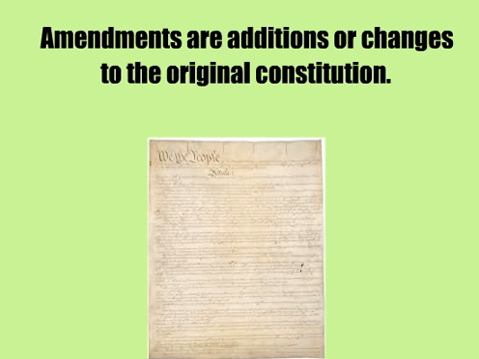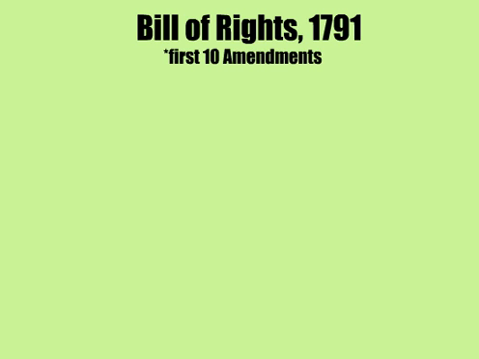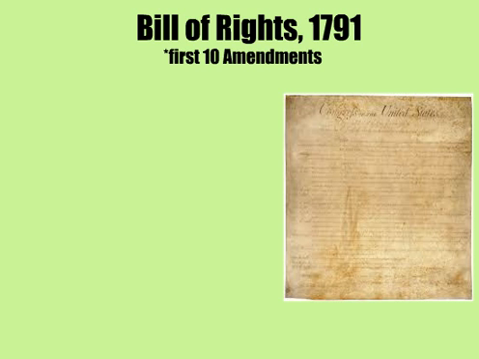Let's talk about the most likely amendments to appear in the U.S. history and government curriculum. There are 27 amendments in all. The first 10 became law in 1791 as the Bill of Rights. It's important to note that the Bill of Rights was not a part of the original Constitution, which was ratified in 1788.